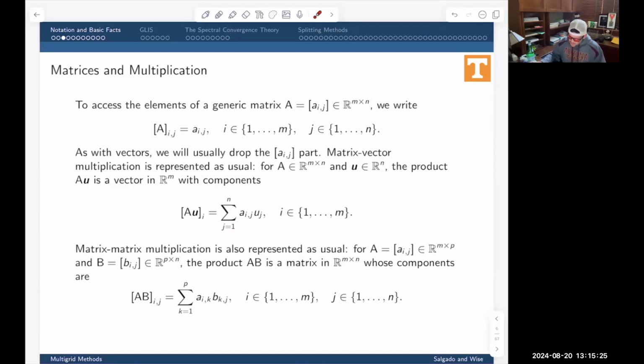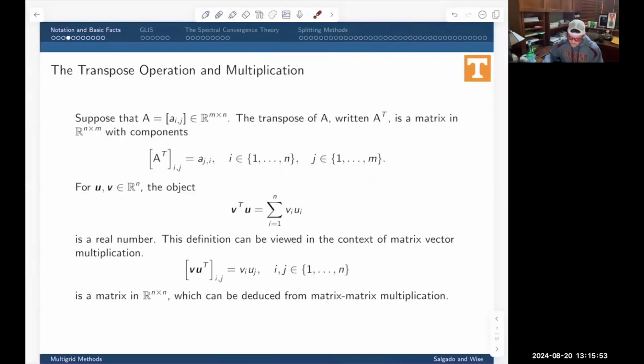And of course, matrix multiplication can be done easily enough. If I have a matrix A with m rows and p columns and another matrix B with p rows and n columns, I can form the product. And of course, the product has elements which look like this. Okay, standard matrix multiplication. I'm just showcasing the notation that I want to use here.